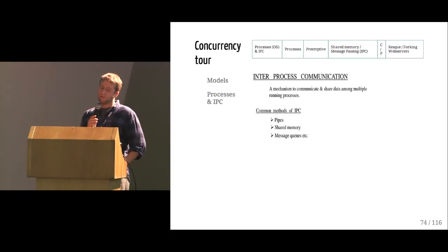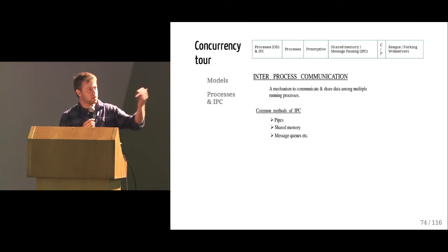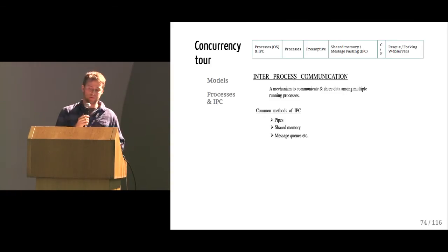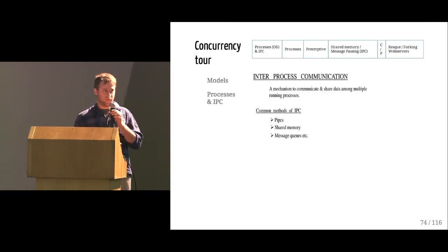So processes and inter-process communication: when I was putting these slides together, I was thinking, maybe I should put this before threads and mutexes, because this is really the canonical, oh, I want to do more things at once, I'm just going to run another process of this thing, right? And inter-process communication uses processes. It's preemptive, because just like threads, the operating system can run any process at any given time. And I put shared memory because you could use shared memory with processes, but really it's about message passing.